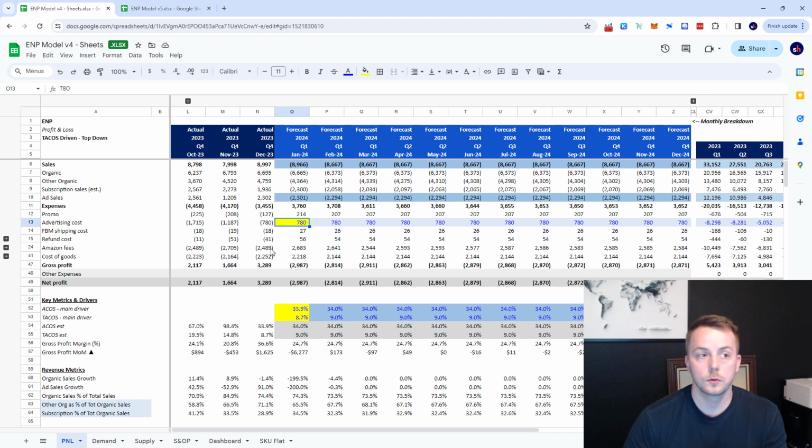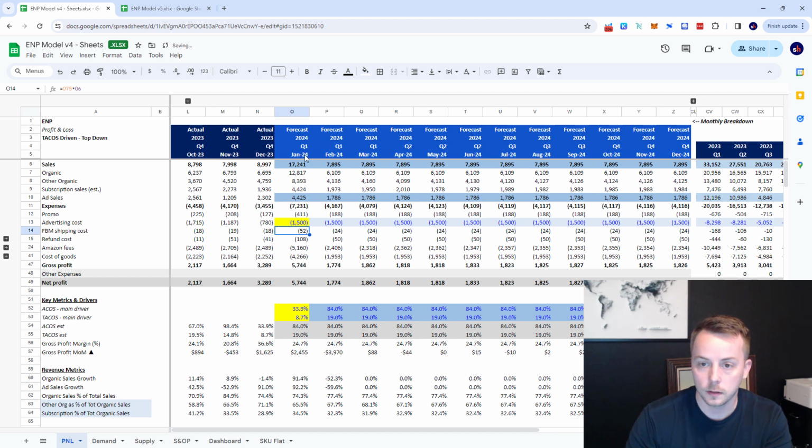If we wanted to project what spending, let's say, twice as much would look like in terms of sales and profit, we just change this number to like 1,500, which would be about twice that. And then we would do 17,200 in sales and about 5,700 in profit. But that's maintaining the previous month's performance, the efficiency metrics.